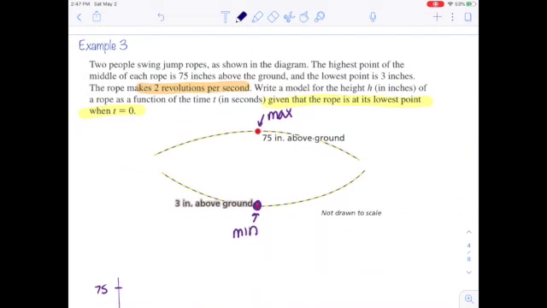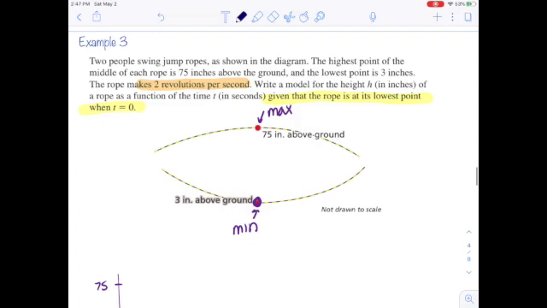All right, so our jump rope problem. Example 3, your best course of action is to draw your graph as you go. All right, so I'll break it all down for you. You've got 2 people swinging jump ropes as shown in the diagram. The highest point of the middle of the rope is 75 inches above the ground. So you've got a maximum of 75 inches above the ground here. And then the lowest point is 3 inches all the way down here. And that is 3 inches above the ground.